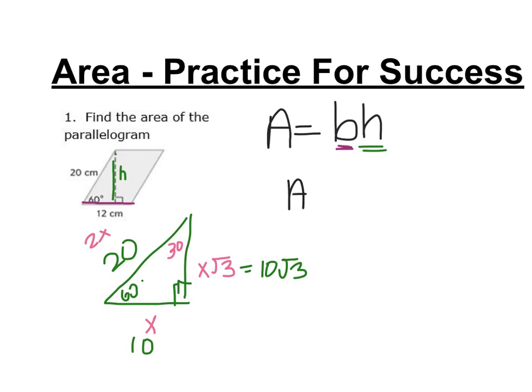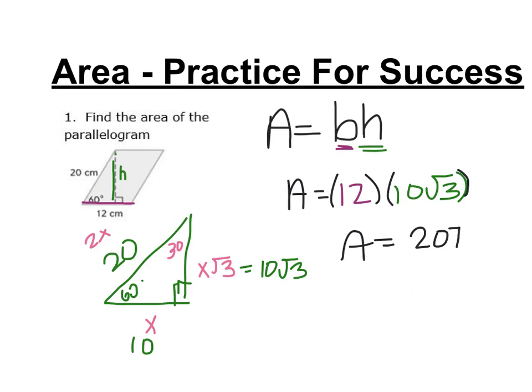So we would have area is equal to our base, which is 12, times 10 square root of 3. We type that into the calculator, and we get about 207, if I round off, 846 centimeters squared.